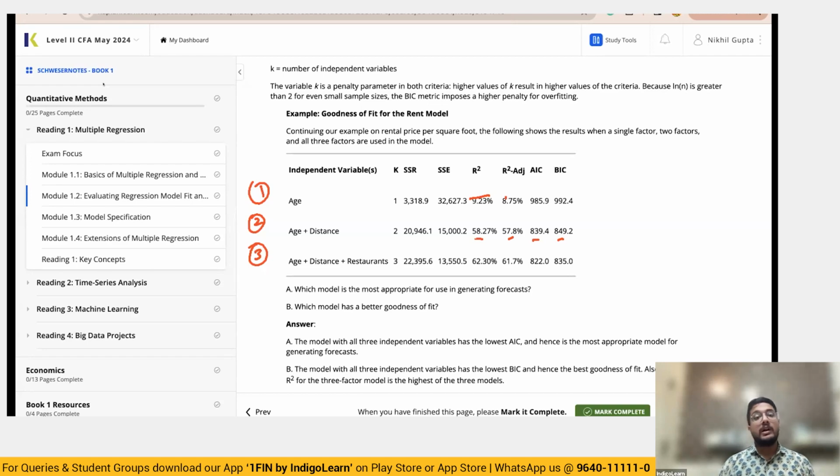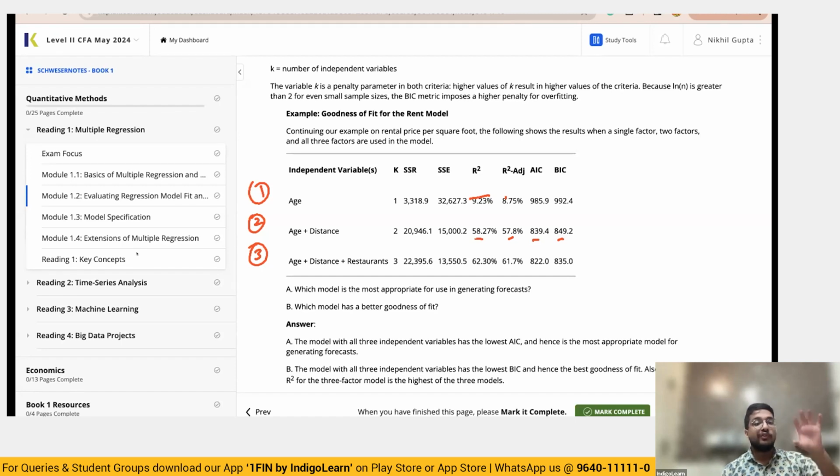But now see what is happening in AIC and BIC. Are they falling or are they increasing? They are falling, right? If they are falling, that means that's also a good indication. So my adjusted R square is increasing, and AIC and BIC both are falling. Now let's come to the question. The question is asking which model is more appropriate for generating a forecast.